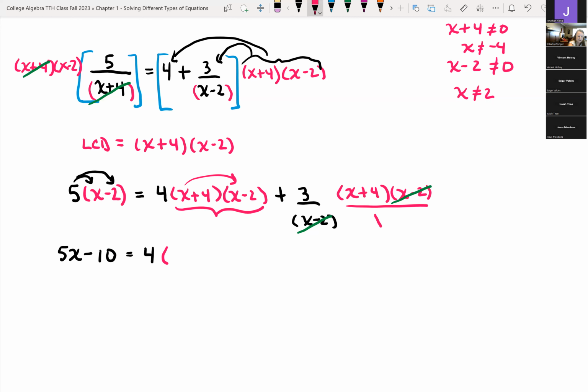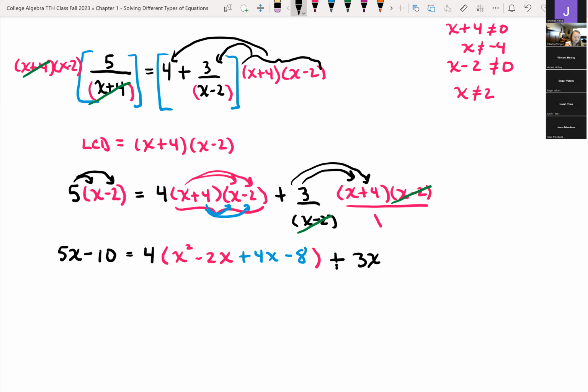So distributing, I get x times x is x squared. x times -2 is minus 2x. Go to the next term in the first parentheses and distribute. So 4 times x gives me plus 4x, and 4 times -2 gives me minus 8, in my parentheses. Plus, I have this now 3 times x plus 4. So I have 3 times x, which is 3x, and then 3 times 4, so plus 12.